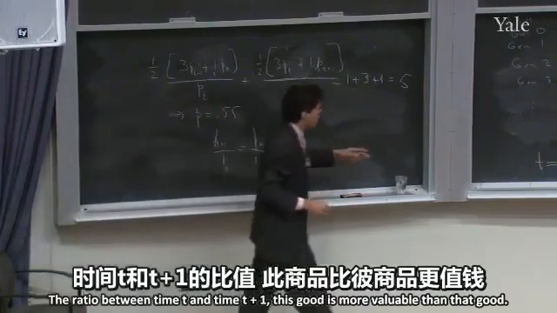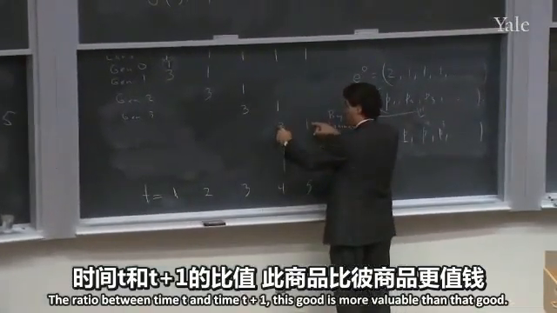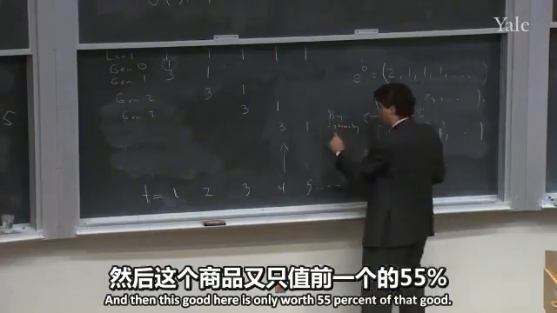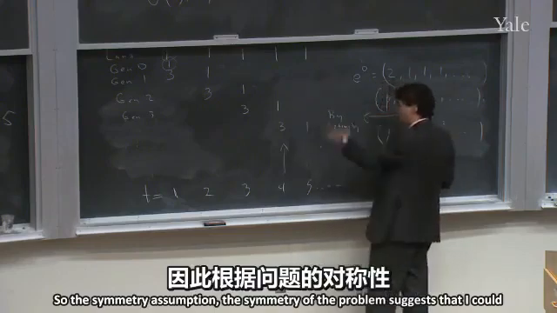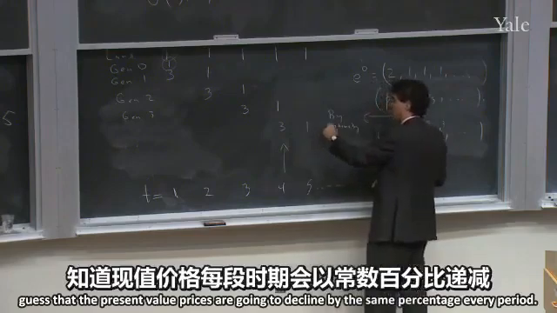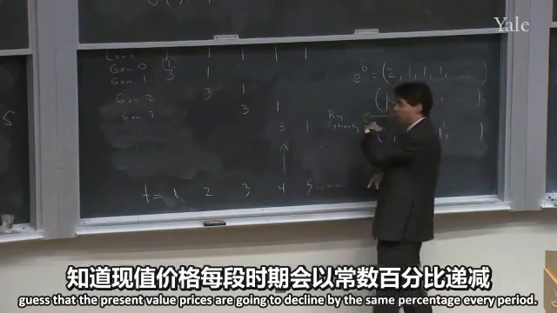The ratio between time t and time t plus 1: this good is more valuable than that good. This good is only worth, P is 0.55, only 55% of this good. And then this good here is only worth 55% of that good. So the symmetry of the problem suggests that I could guess that the present value prices are going to decline by the same percentage every period.